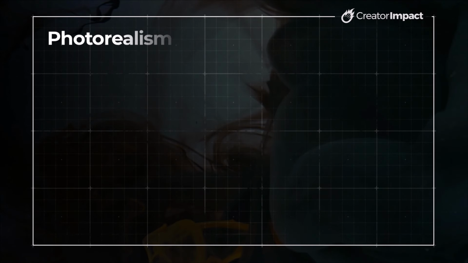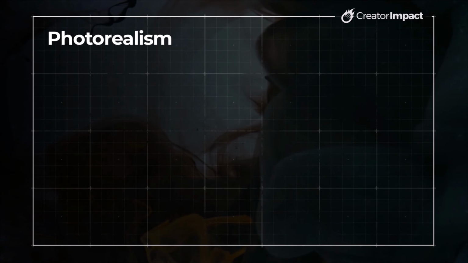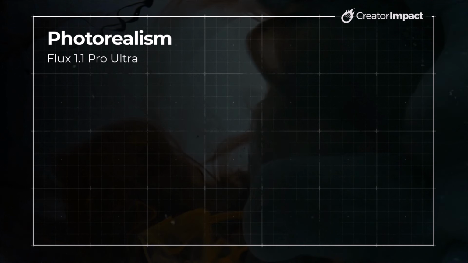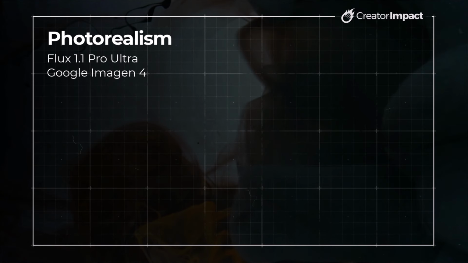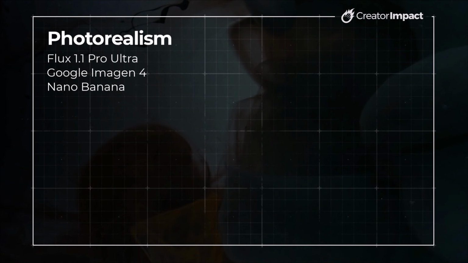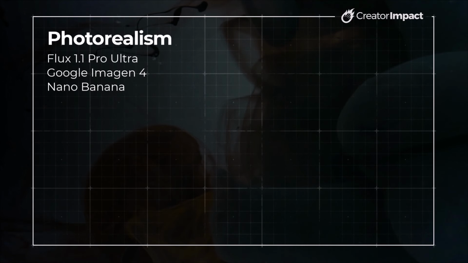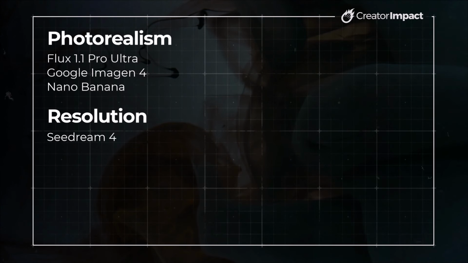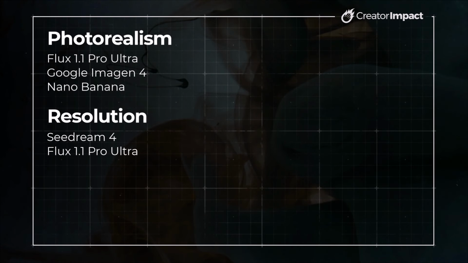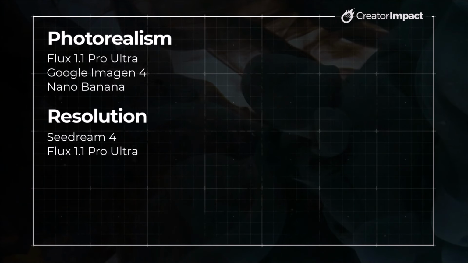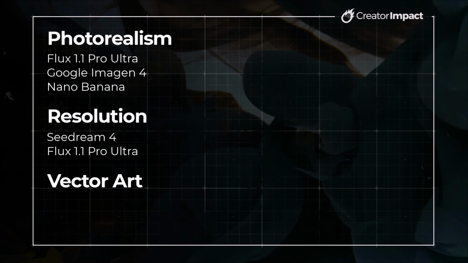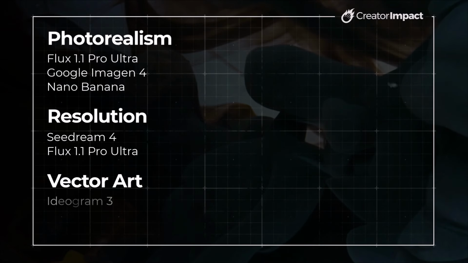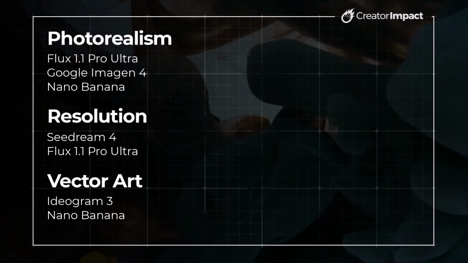But let's recap. For photorealism, you want to stick with Flux 1.1 Pro Ultra, Google Imagen 4, or Nano Banana if you're trying to get the most photorealistic image out there. But for the highest resolution images, Seedream 4 is by far the highest resolution image model, followed by Flux 1.1 Pro Ultra.